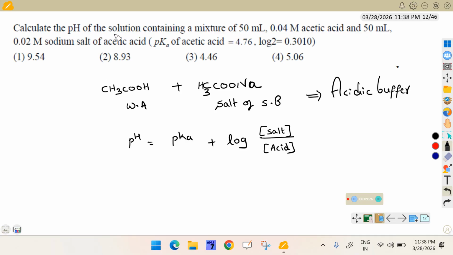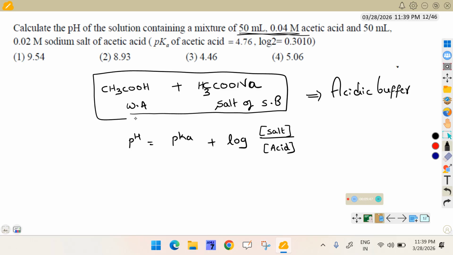Calculate the pH of the solution containing a mixture of 50 ml of 0.04 molar acetic acid and 50 ml of 0.02 molar sodium salt of acetic acid. pKa value is given. So it is a mixture of a weak acid and its salt of strong base, so it is considered as an acidic buffer.